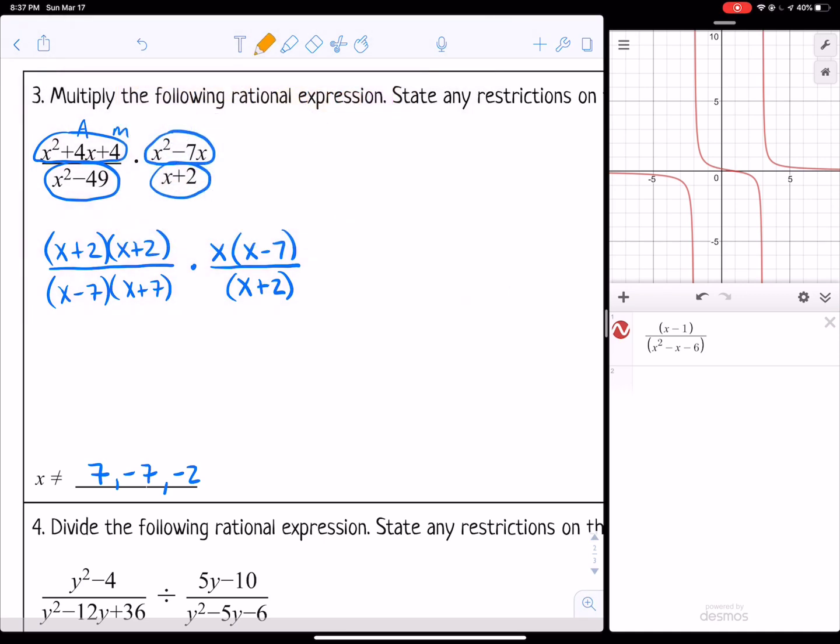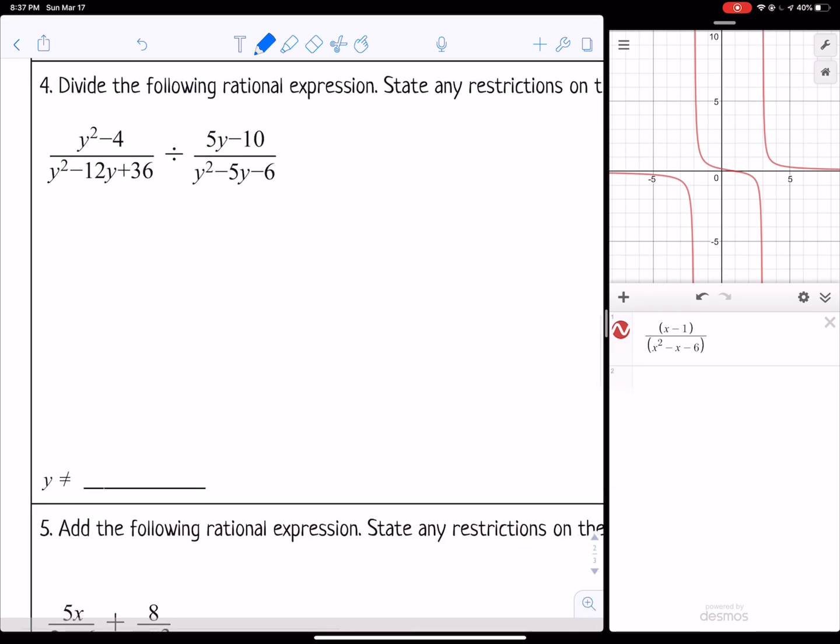That is not okay. So then we can cancel out common factors that we have in the numerator and the denominator, and write what's left over. So we end up with x times x plus 2 in the numerator over x plus 7 in the denominator. And that's it for number 3.